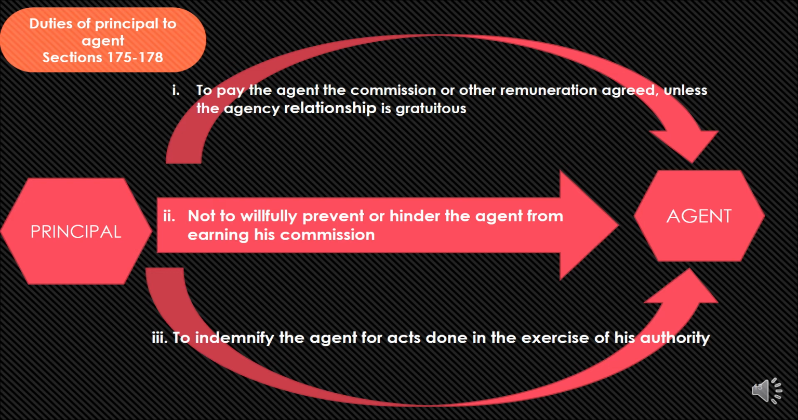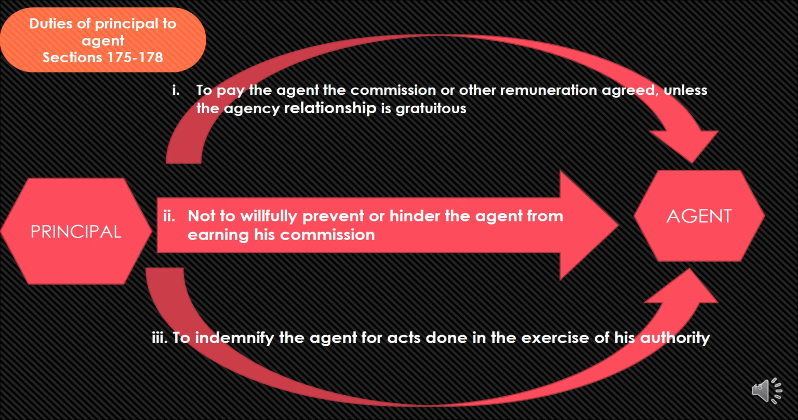Number one, to pay the agent the commission or other remuneration agreed, unless the agency relationship is gratuitous. Number two, not to willfully prevent or hinder the agent from earning his commission. First, you have to pay remuneration as agreed. You agreed to pay, so you pay. Number two, you don't simply stop the agent from getting his commission. You promise commission and suddenly you do not want to pay commission. It cannot be done. This is the principle, duty of principal to pay the commission.